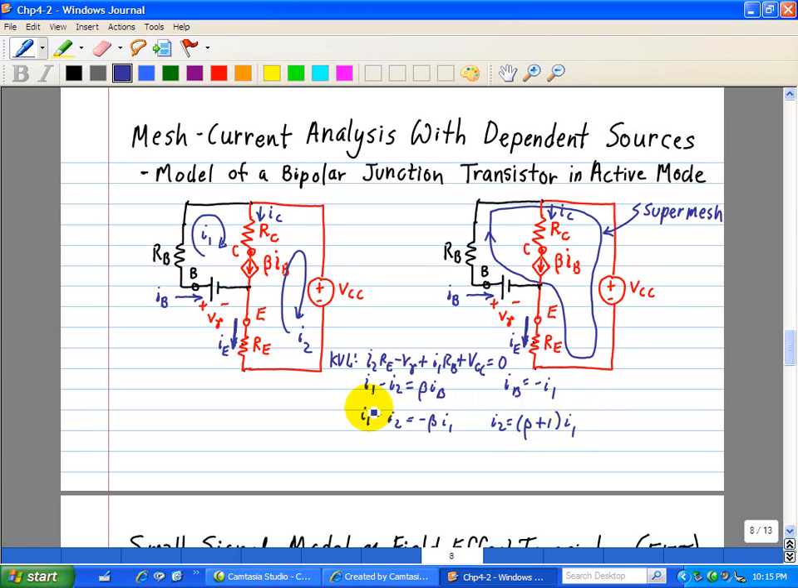Now we substitute I2 in the super mesh KVL equation that we just did, and what we have is beta plus 1 I1, again this is from the KVL, minus V gamma plus I1 RB plus VCC is equal to 0.